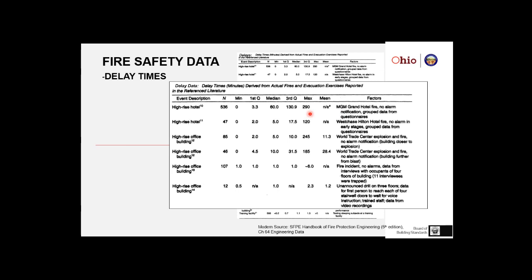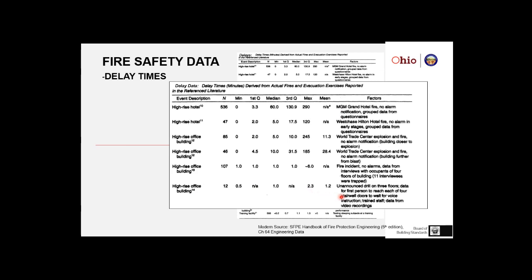Remember, there were about 3 to 5 hours of helicopter rescues that were reported. This was the Las Vegas fire, if you recall. So then let's just compare a typical high-rise office building delay time. And you'll see that the maximum was 2.3 minutes.